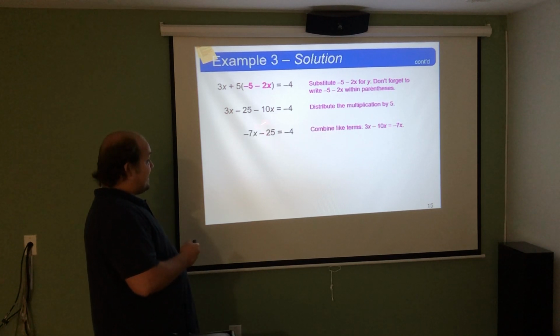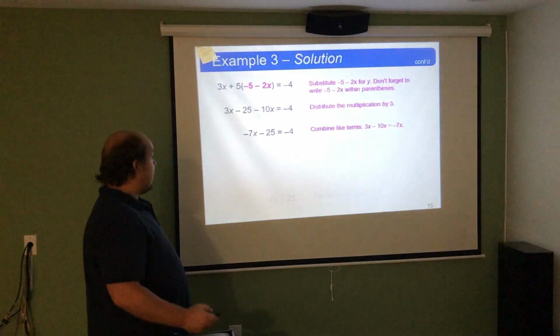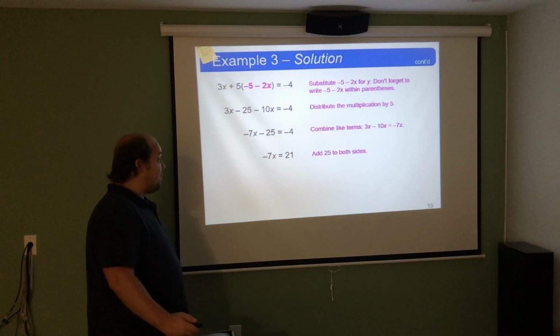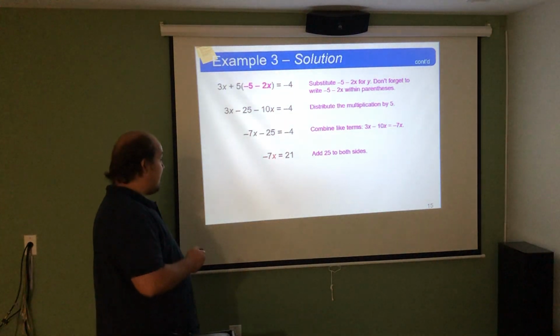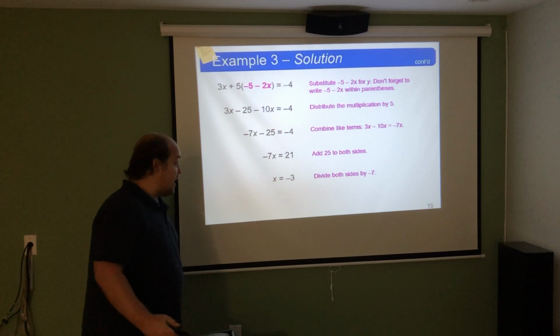I now need to take this -25 to the opposite side. To do that, I'm going to add 25 to each side. When I add 25 to the left, it gets rid of it. When I add 25 to -4, I get +21. If I now divide each side by -7, I'll get just 1x equals. 21 divided by -7 gives me -3.